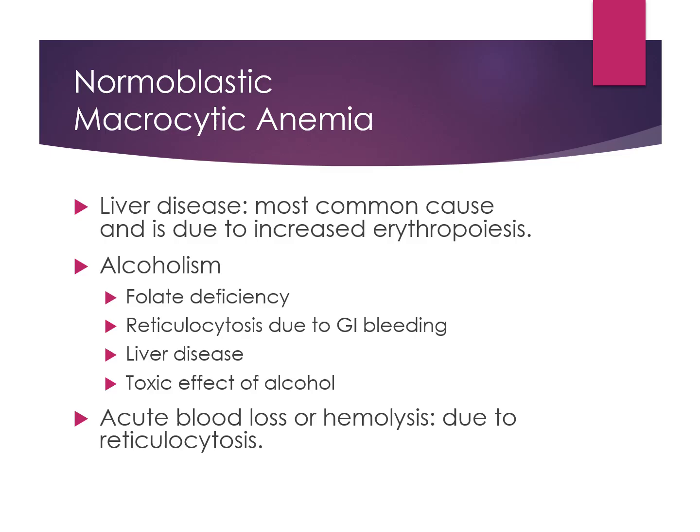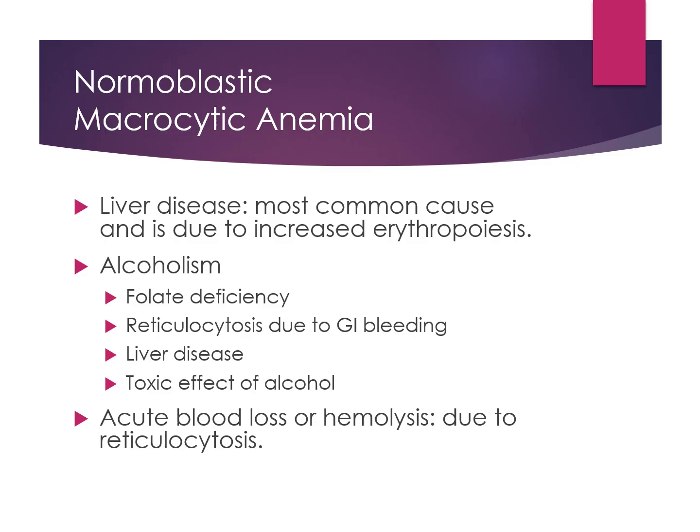Now, the most common cause of a normoblastic macrocytic anemia is liver disease, and that is primarily due to increased erythropoiesis. We also may have alcoholism that is associated with that, and that could be due to folate deficiency because remember, liver disease, that would be more of a megaloblastic, but if it is a normoblastic, we might just have reticulocytosis due to a GI bleed, that liver disease again, and then toxic effects of alcohol. So all of those things could result in a normoblastic macrocytic anemia.